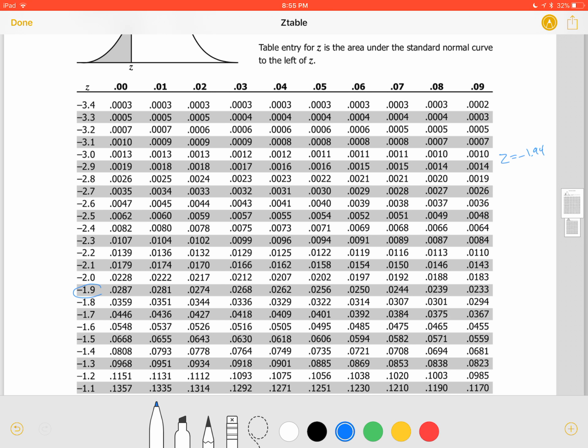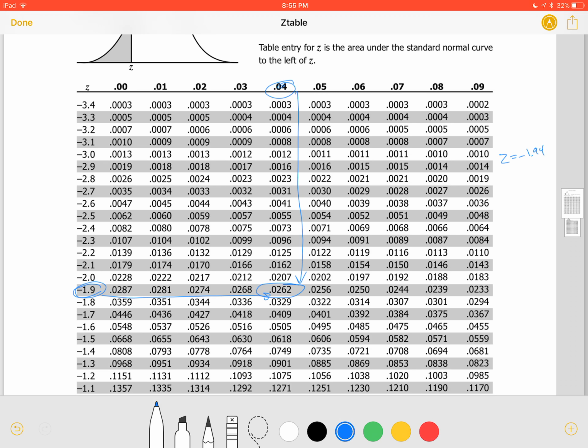Here's how you do that. Find negative 1.9 in your table right here. Find 0.04 up top, and then you're going to meet in the middle. What you're going to find is 0.0262. What does that number mean? That number means to the left of that z-score, there is 2.62% of the data, or that's the proportion of the values in the data set to the left of that.